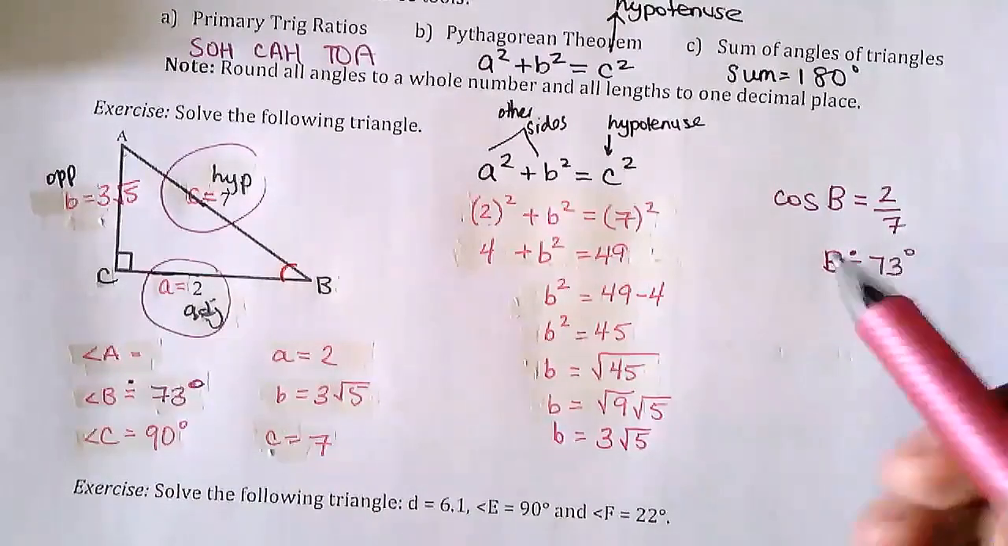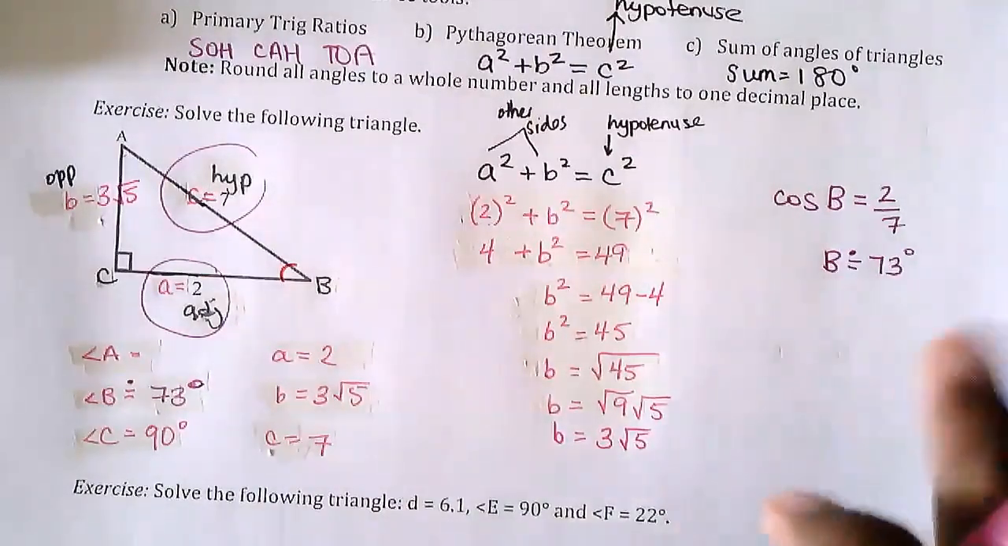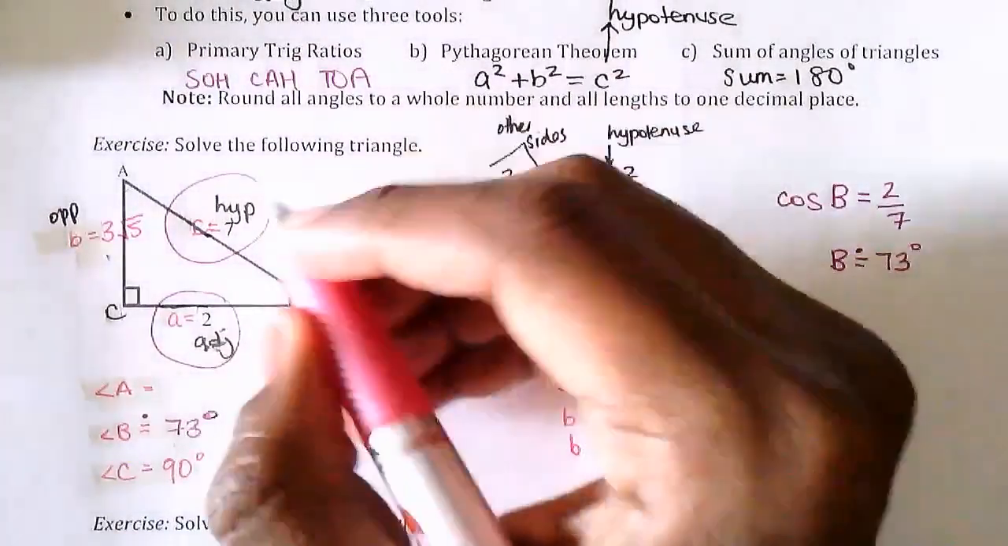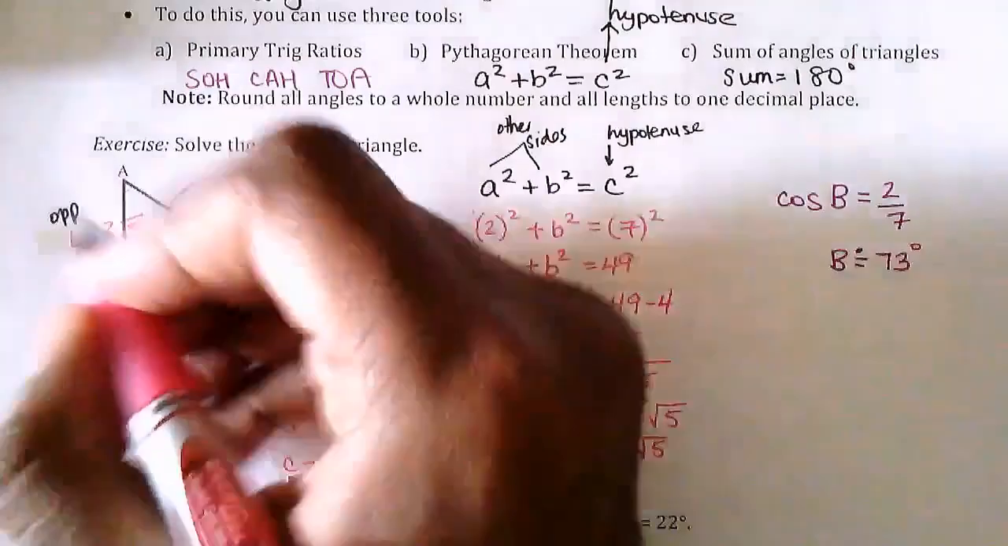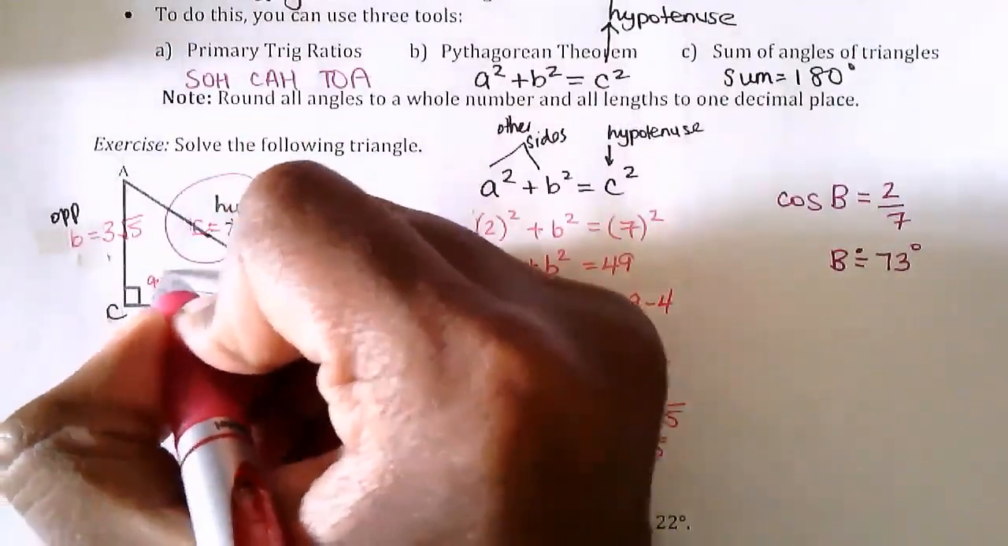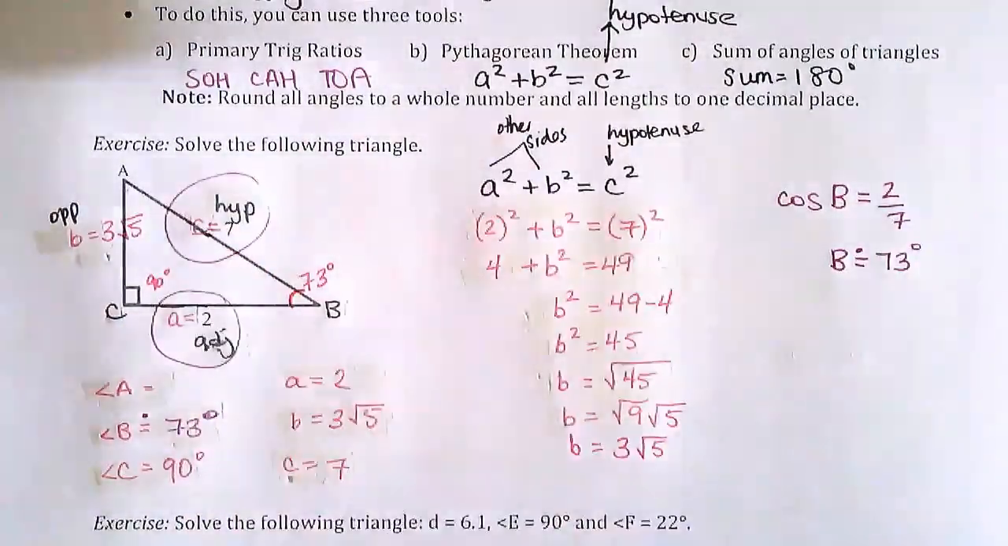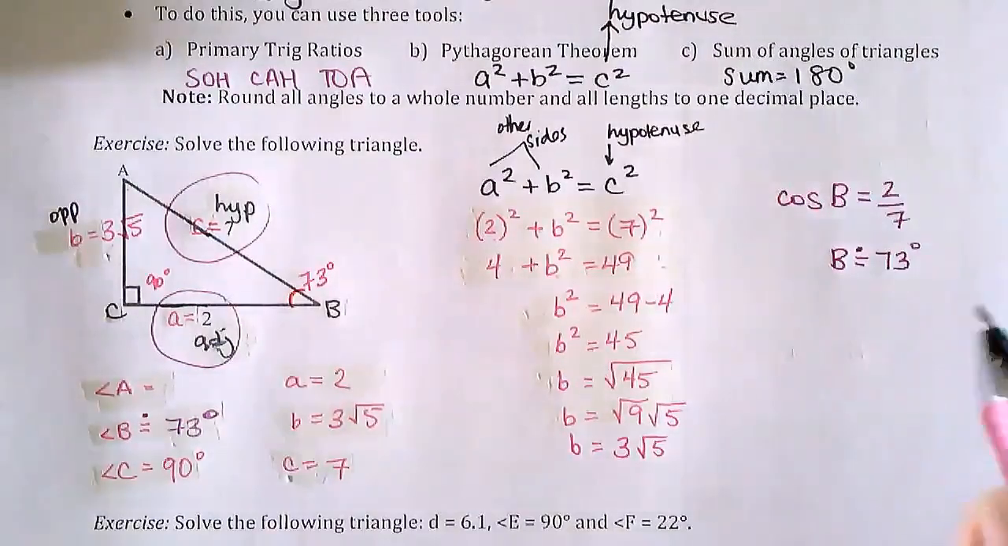The last thing we need to do is solve for angle A. So we have angle B now. We know it's about 73 degrees. We have angle C, which is 90 degrees. We want to solve for angle A, and this is where we can use this third property that we know.